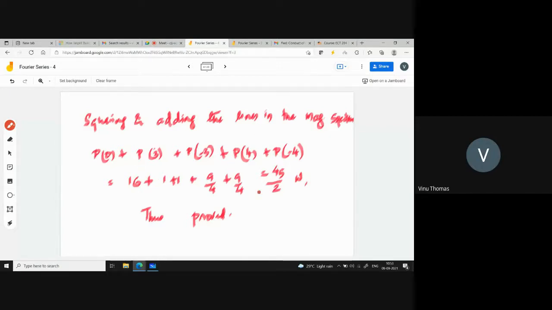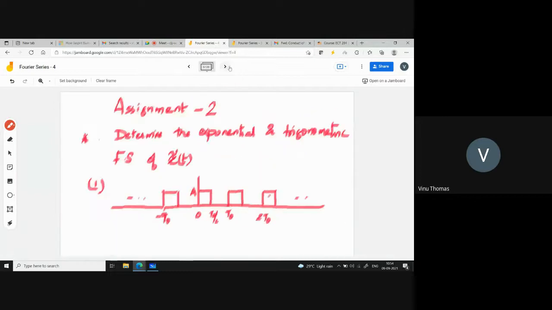So yes, you can prove the Parseval's theorem by evaluating the power in the time domain and in the frequency domain. So the Parseval's theorem shows that the power you can compute in the time domain as 45 by 2 watts and in the frequency domain as 45 by 2 watts.